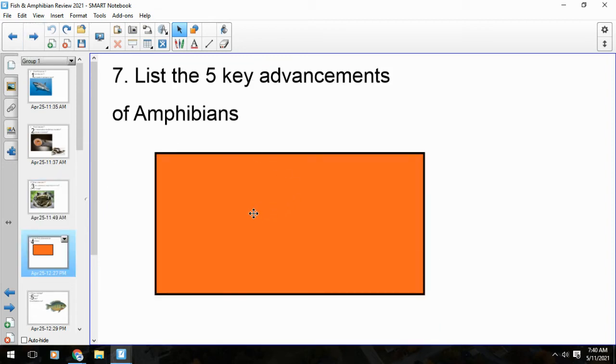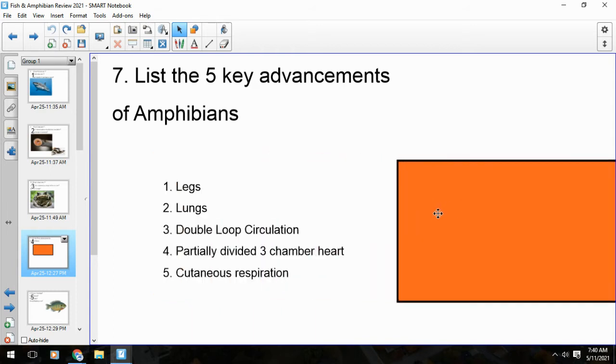Number seven, a list of five key advancements or key features for amphibians. So that's going to be legs, lungs, a double loop circulation, and then a partially divided three-chamber heart, and then cutaneous respiration. So legs, lungs, double loop circulation, partially divided three-chambered heart, and then cutaneous respiration.